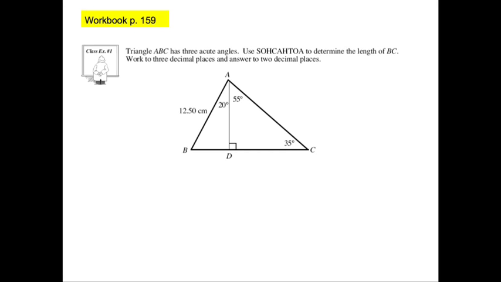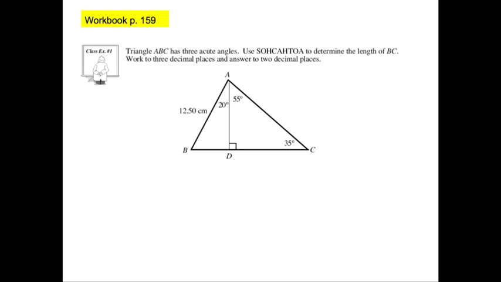Triangle ABC has three acute angles, and we're going to use SOHCAHTOA to determine the length of BC. But to use SOHCAHTOA, we need a right angle triangle. This triangle is not a right triangle by itself, but we've split it into two. We've got triangle ABD and triangle ACD.